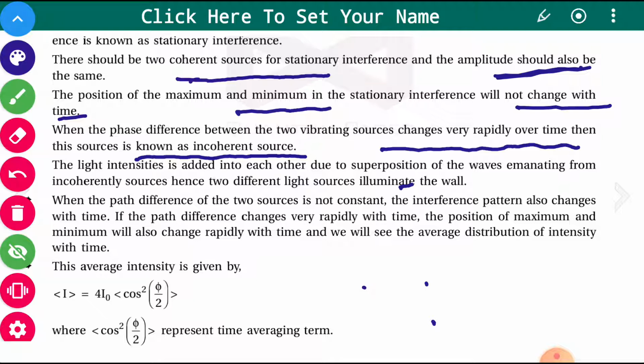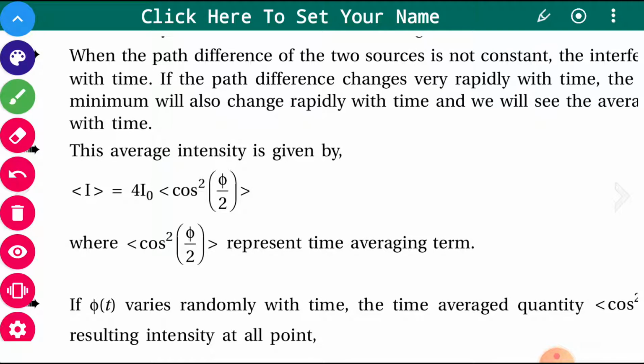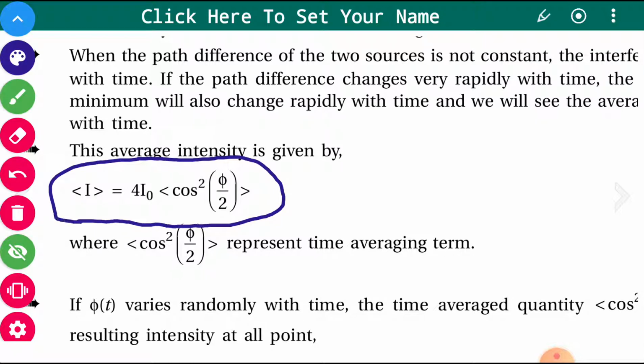If the path difference changes very rapidly with time, the position of maximum and minimum will also change rapidly with time, and we will see the average distribution of intensity with time. So that example which I have given, two bulbs which are on in the room, will give the average distribution of intensity with time, and for this average distribution, we have already derived I is equal to 4I0 cos square phi by 2.